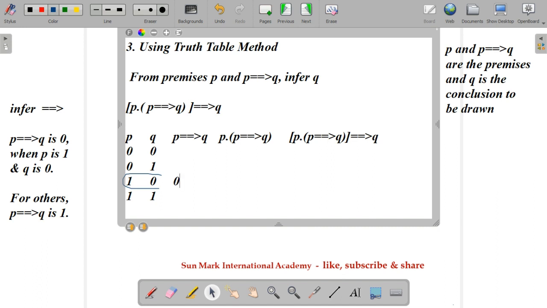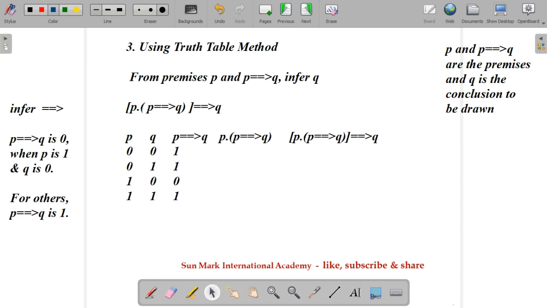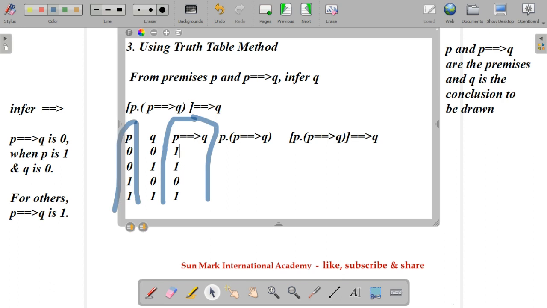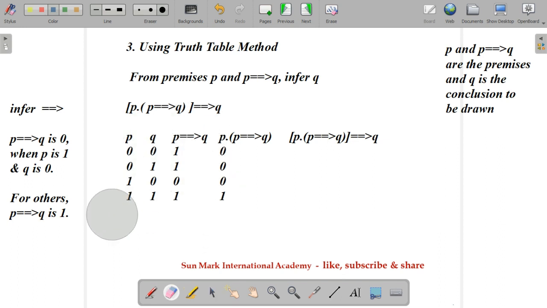So we can write here 0. All other pairs it is 1. 1, 1, 1. Next we need to find the AND operator of P dot, P implies Q. That means we need to take these 2 columns, P implies Q and P. The value 0 into 1, 0, again 0 into 1, 0, 1 into 0, 0, 1 into 1, 1. Now we got P dot, P implies Q.